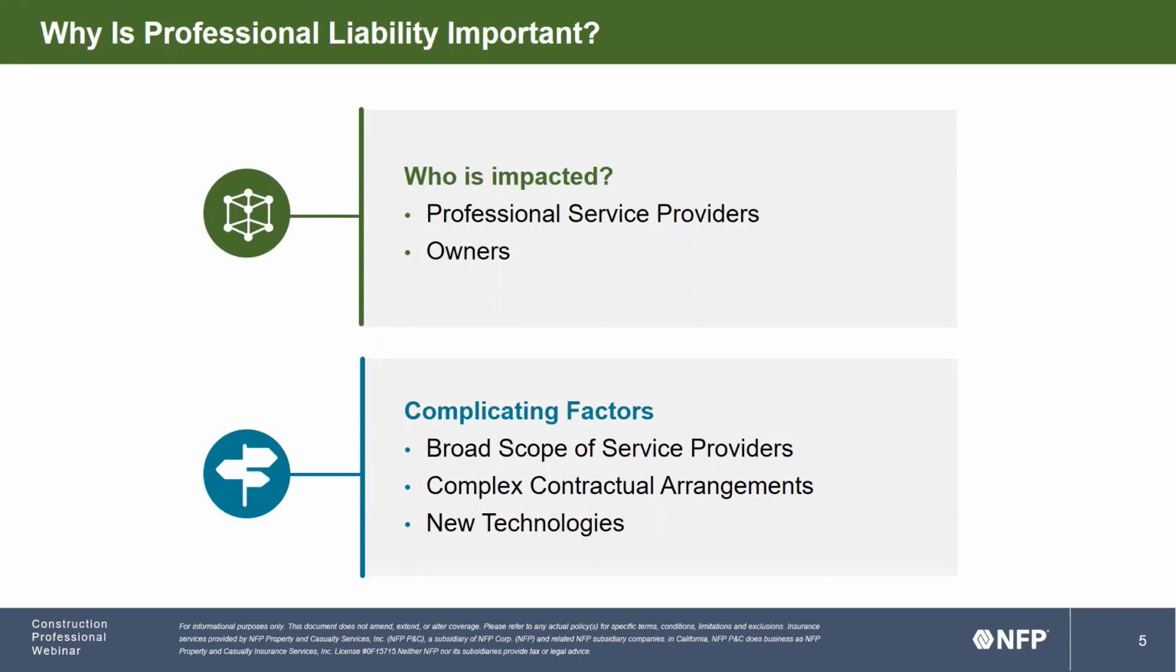There are many factors that we consider when we're assessing the professional liability exposures for owners or service providers. There are some particularly complicating factors, some of which we've listed here. Broad scope of service providers involved with a job we've talked about. Complex contractual arrangements can complicate your professional liability exposure substantially. So type of contract, for example, can significantly impact your exposure because it will complicate the flow of liabilities. So if you're talking about traditional delivery method, design bid build versus design build versus integrated project delivery, et cetera, the more complex your contracts get, the more complex your exposures get.